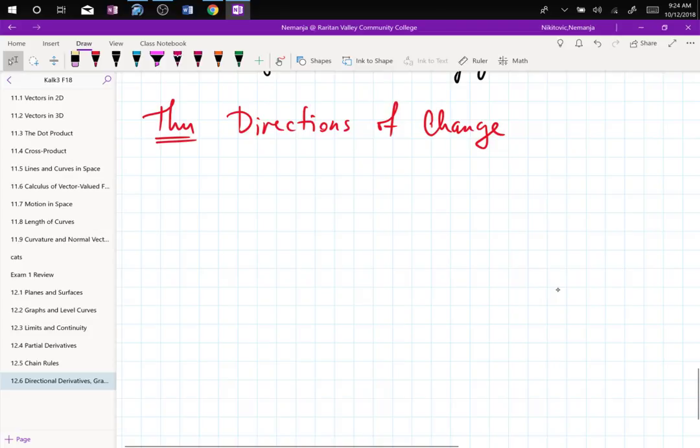So let f be differentiable at (a, b) with the gradient different than 0. We don't want the gradient to be 0, right? Because then there is no change. The gradient of the surface of this desk is 0. No change in elevation. It's flat.